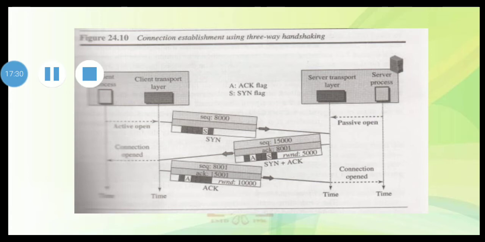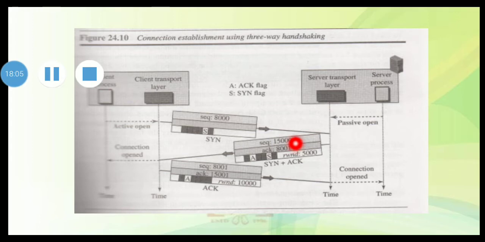Second, the server sends the second segment, SYN plus ACK, with two flag bits set: SYN and ACK. This segment has a dual purpose. First, it is a SYN segment for communication in the other direction. The server uses this segment to initialize a sequence number for numbering the bytes sent from the server to the client.